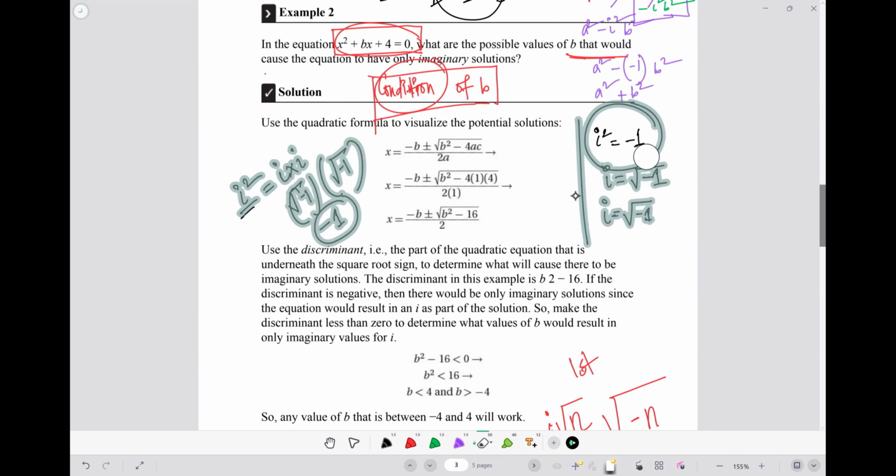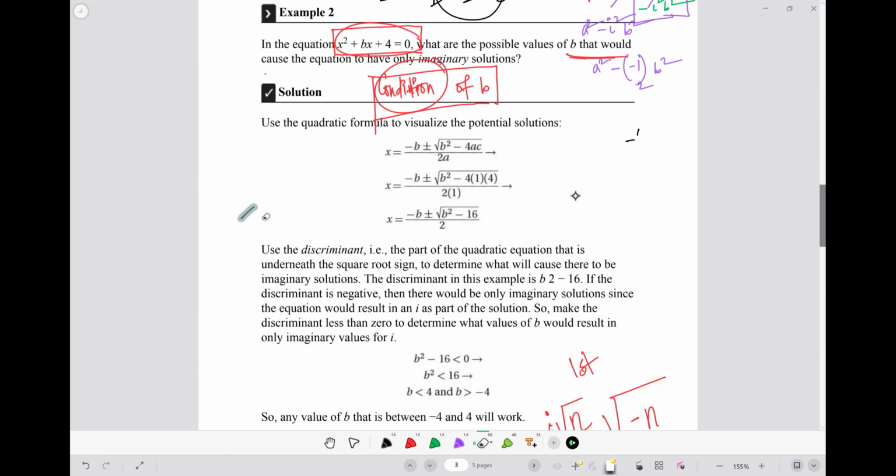Let's look at how they are doing it. First, they use the quadratic formula for x, because x is the variable. Then you find the discriminant part, because we're interested in knowing the values of b.